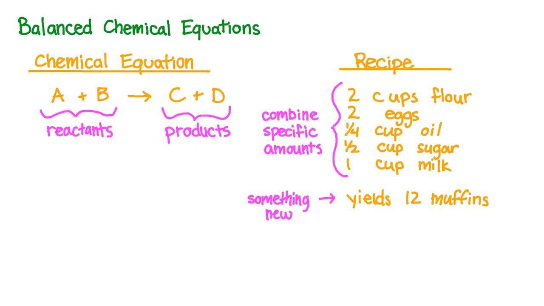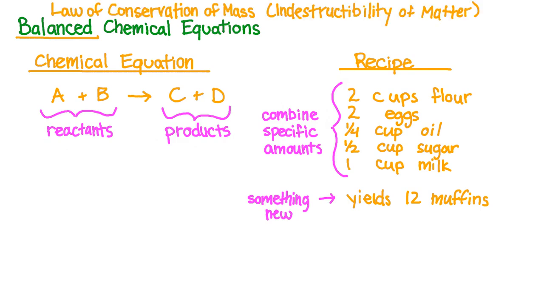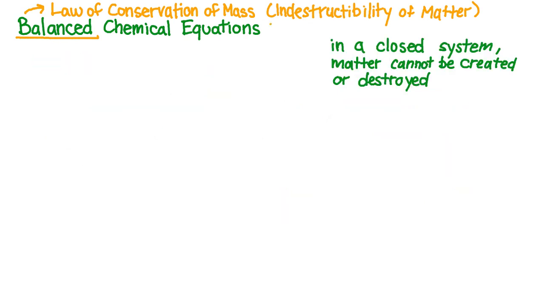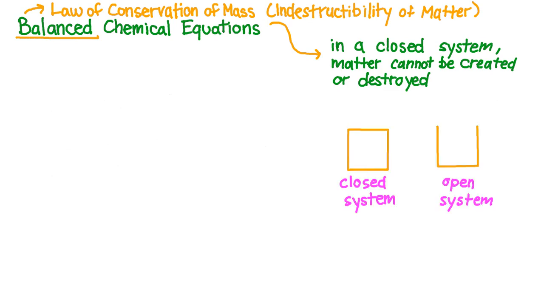Now, when we follow a chemical equation, it specifically needs to be a balanced chemical equation. This means that the chemical equation follows the law of conservation of mass, which is sometimes historically referred to as the law of indestructibility of matter. The law of conservation of mass states that in a closed system, the mass is constant. A closed system being something that matter cannot escape from, like a sealed container.